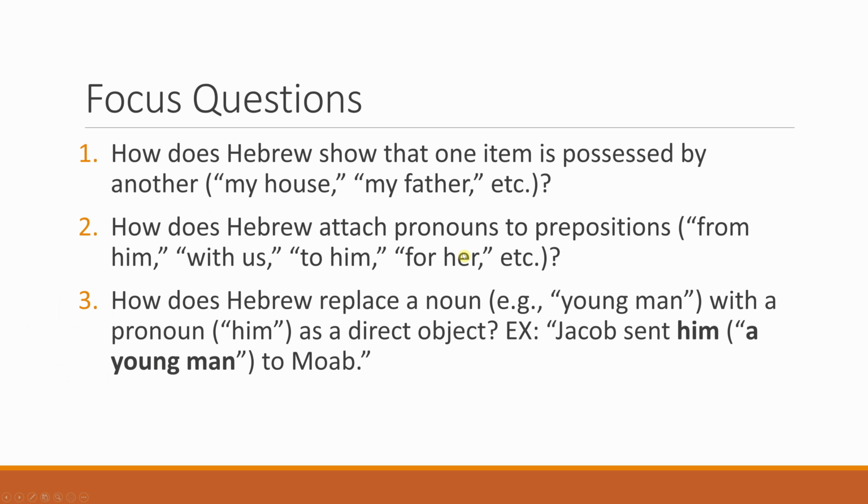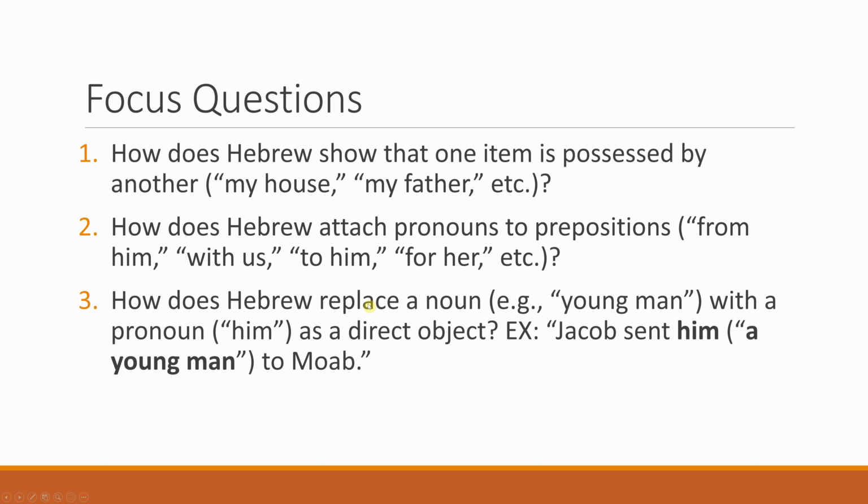Secondly, how does Hebrew attach pronouns to prepositions? Or another way to put it is, how does Hebrew relate prepositions to pronouns? And we're going to see how that works in English. Here are just a couple examples. With us, here's your preposition, here's your pronoun. To him, with him being the pronoun, or for her, just a few examples of how we do it in English. It's going to be very different in Hebrew.